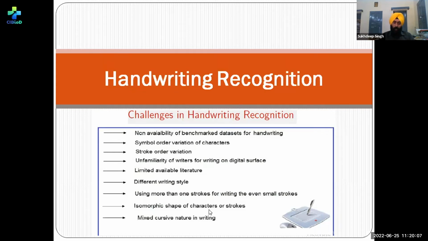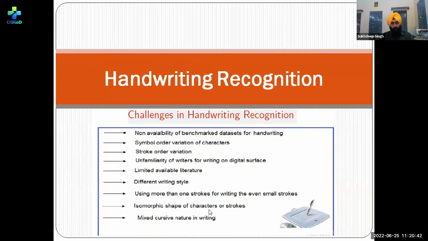Stroke means pen down to pen up. Trajectory means handwriting trajectory. So even that can be possible in handwriting recognition. Another problem is the unfamiliarity of writers with writing on a digital surface. Even educated persons don't know how to write on a digital surface. So first we have to train our expert as well as beginner and moderate writers to write on the digital surface.